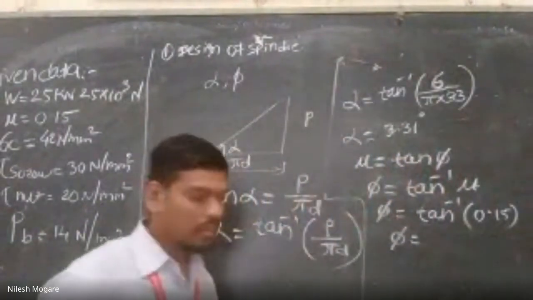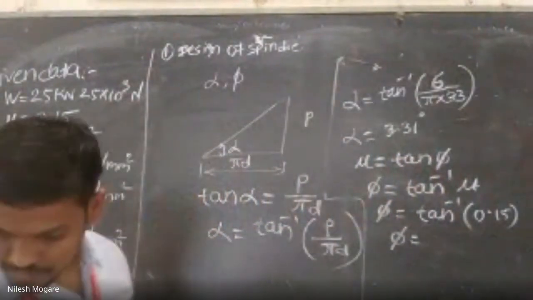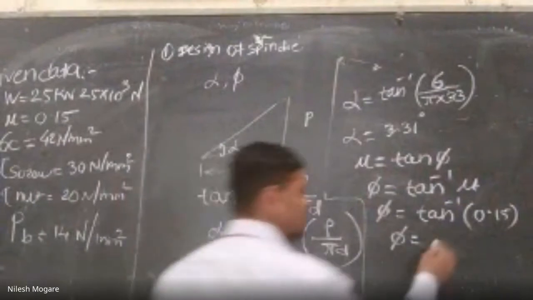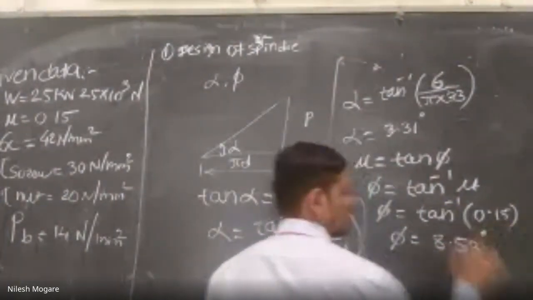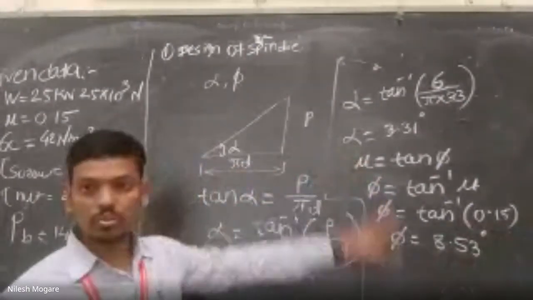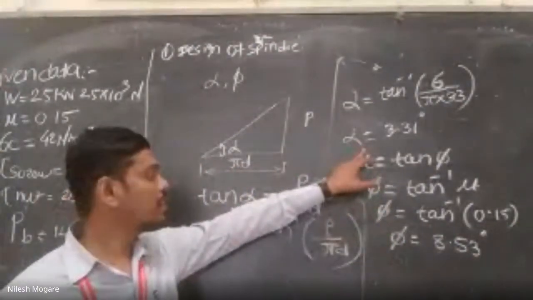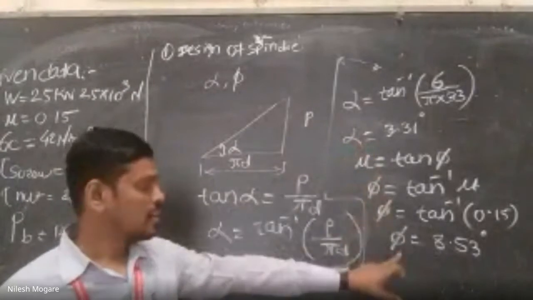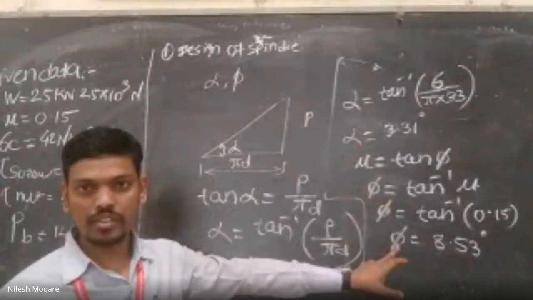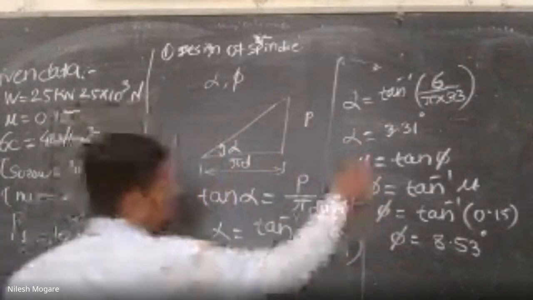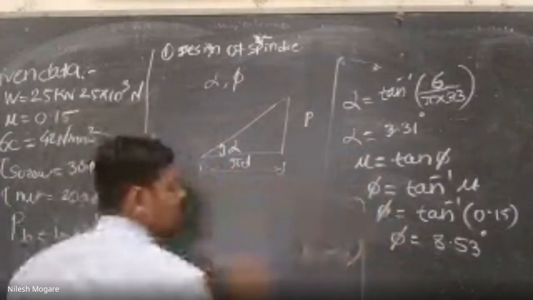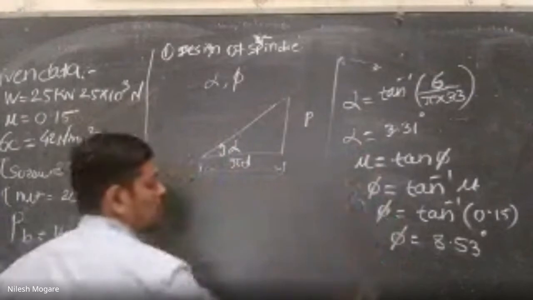So the value of phi is nothing but 8.53 degree. So these are the two angles. That means alpha is nothing but helix angle and phi is nothing but friction angle. So these equations, this value we require for calculating torque.